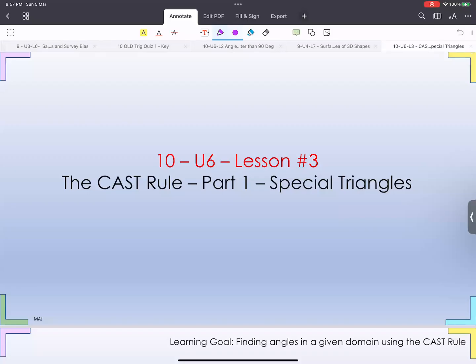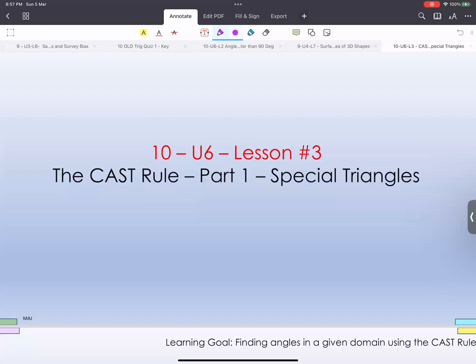Welcome. This is the first part of a three-part lesson on the CAST rule. Today we'll be starting off with special triangles using exact values, so definitely non-calculator. So far, we've done two triangles.